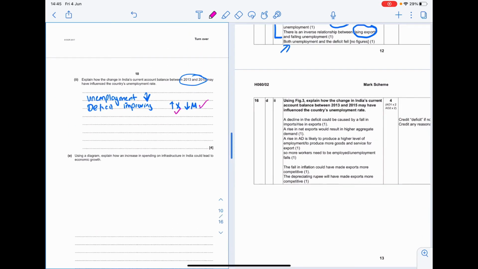So what you can see from this mark scheme is I've jotted down a few points there, and they've done things in a slightly different order. It doesn't really matter. I was just writing them down in the way that I thought about them. As long as you've got those points, then that's fine.